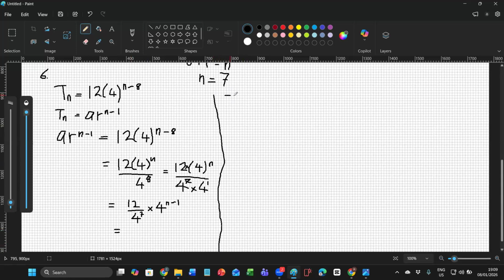Let me see. If we do that, let's see what we'll have: 12, 4 raised to power 1 minus 8. It's still the same thing.